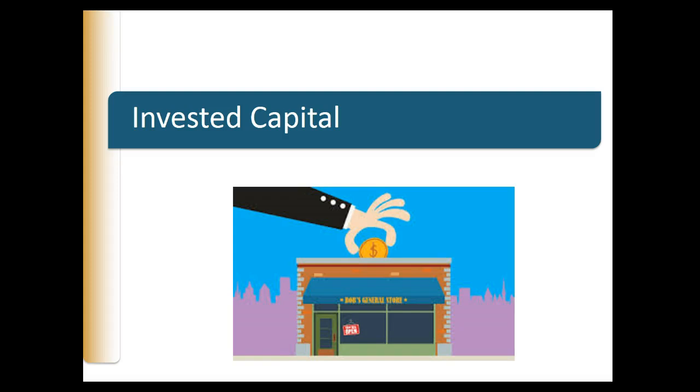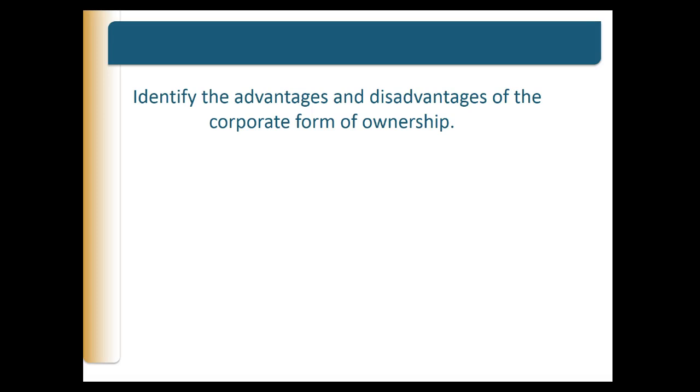Now, in this section, we are going to discuss transactions that involve paid-in capital. A better description for paid-in capital might be invested capital, since it's the amount stockholders invest when they purchase company stock. Invested capital is the amount of money paid in to a company by its owners. To better help understand the composition of invested capital, it's helpful to know more about different types of corporate ownership. So we're going to identify first the advantages and disadvantages of the corporate form of ownership.